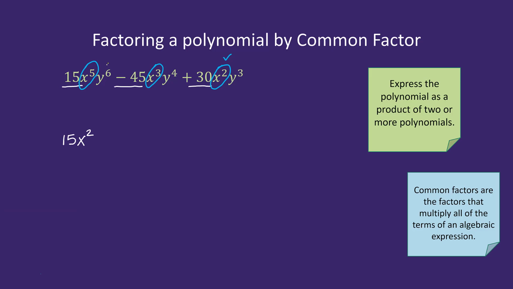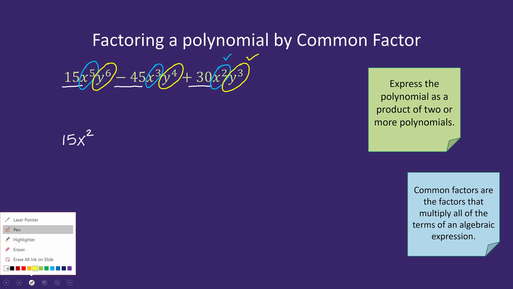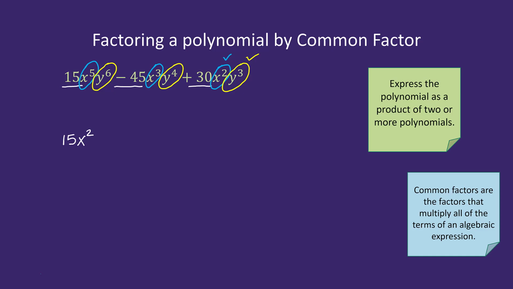Now, we also see that all of the terms have y in them. We have y sixth power, y fourth power, and y third power. Again, we must find the one that fits in all of them, so it's going to be the one with the lowest exponent, y third power. So that will be the second variable in our common factor, y third power. Since this is all of the terms that are common in all of the terms in the polynomial, this is what we call the common factor.